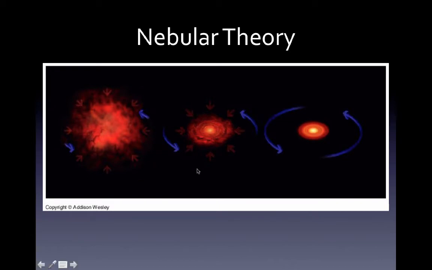As our rotation speed is increasing, the center of the disk also flattens out like a pancake. So out here we've got this big ball, and it starts to spin and flatten and then condenses in the middle here, and that's where they say the sun came from.